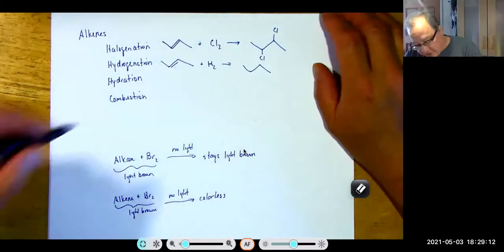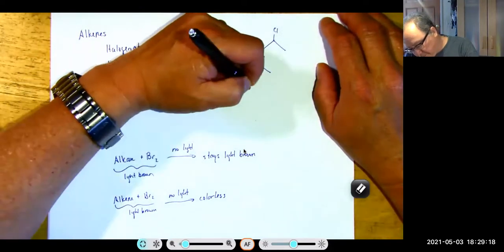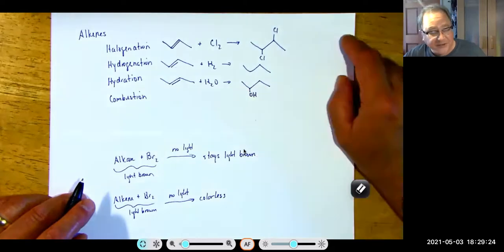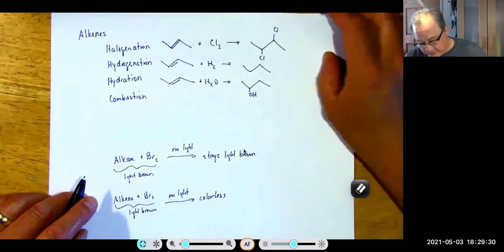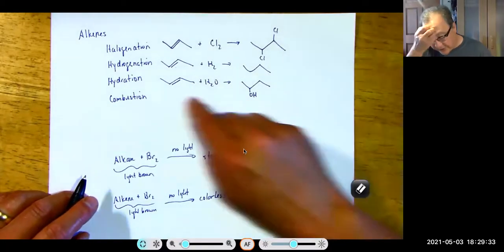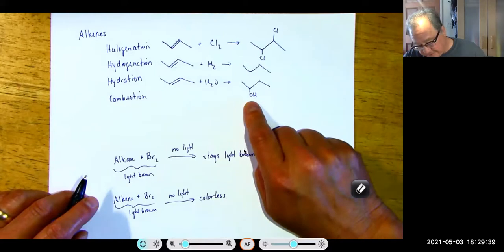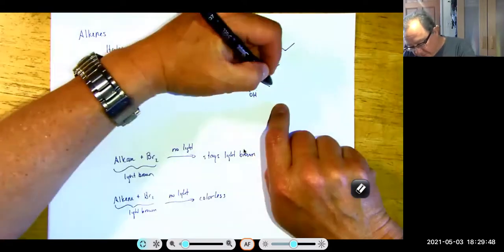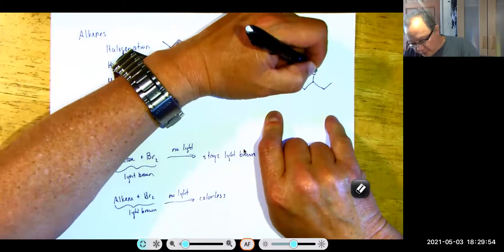Okay. And hydration is simply this. OH adds to one carbon and hydrogen adds to the other carbon. Now with hydration, it does matter, sometimes it matters which one you put the OH on. Because if we had this, these would be your products. But here we would have this. We'd have both of these.